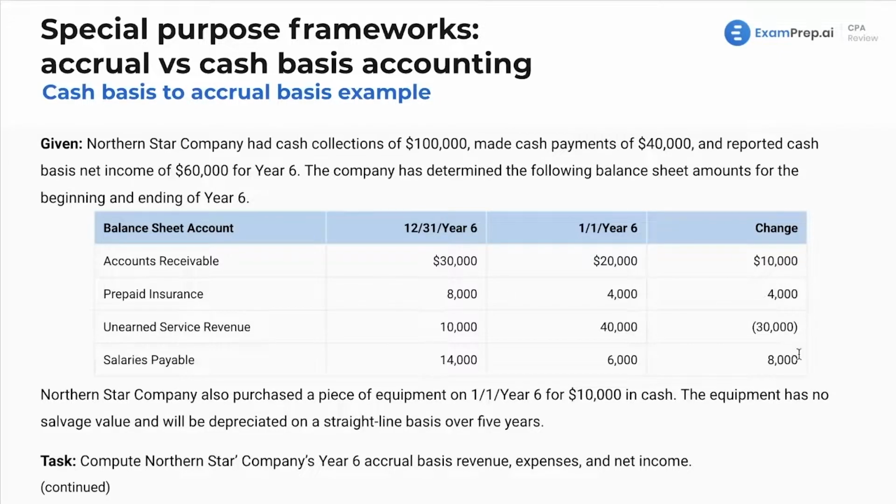So, conveniently, we've got the change displayed out here for us. Sometimes you might have to calculate it yourself. Sometimes the question will give it to you like that. We have to compute the accrual basis revenue, expenses, and net income. This one, like many, is going from cash to accrual. We're looking for revenue, expenses, and net income. Well, good thing net income consists of revenue minus expenses. So I'm assuming we're going to get net income from just finding revenue and expenses.